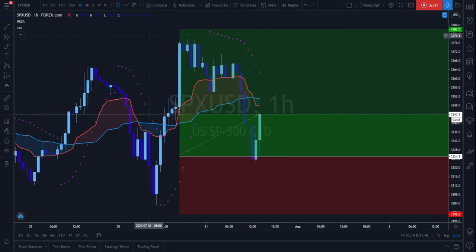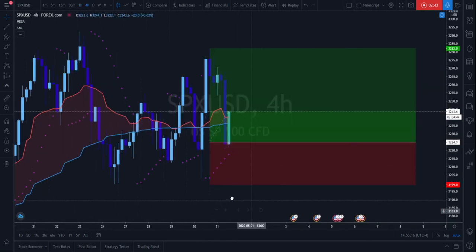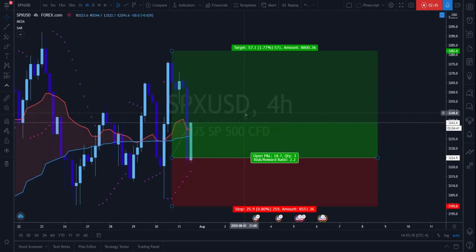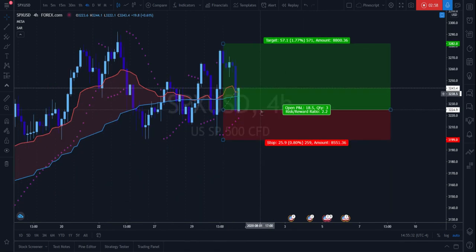So this position is sitting at a risk ratio of 2.2 to 1. I have placed an order that is 3 contracts large, and at most I'll be risking about $100, and I stand to gain approximately $220. We'll see how this plays out.